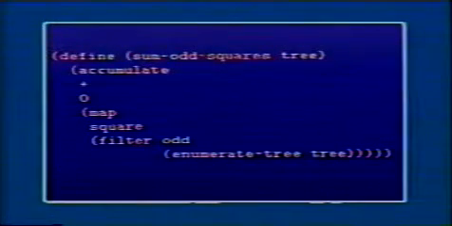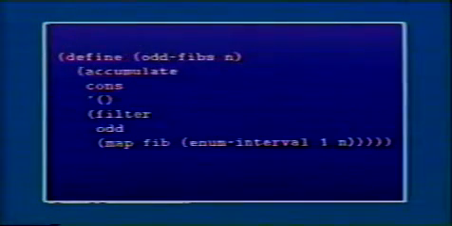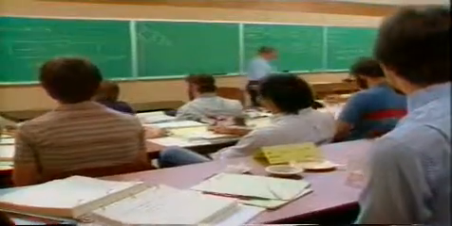Similarly, the Fibonacci one, how do we get the odd fibs? Well, we enumerate the interval from 1 to n. We map along that, computing the Fibonacci of each one. We filter the result of those for oddness. And we accumulate all of that stuff using cons starting from the empty list. Okay.